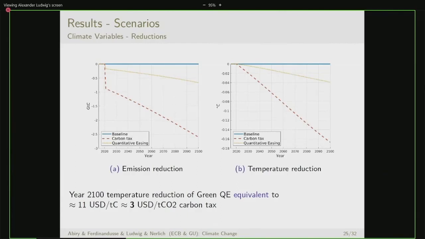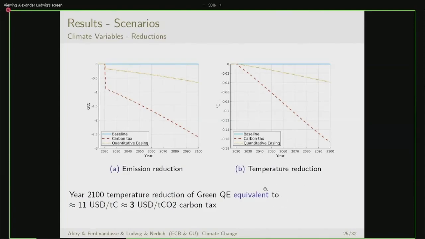Let me now go to the key results on emission reductions. In our experiments, the carbon tax leads to a reduction of dirty emissions, whereby the green QE is about 4 times less strong than that. So as a net effect, the global temperature in the carbon tax experiment goes down until 2100 by 1.6 degrees Celsius. In the green QE, this is only 0.04. So again, roughly 4 times less effective.